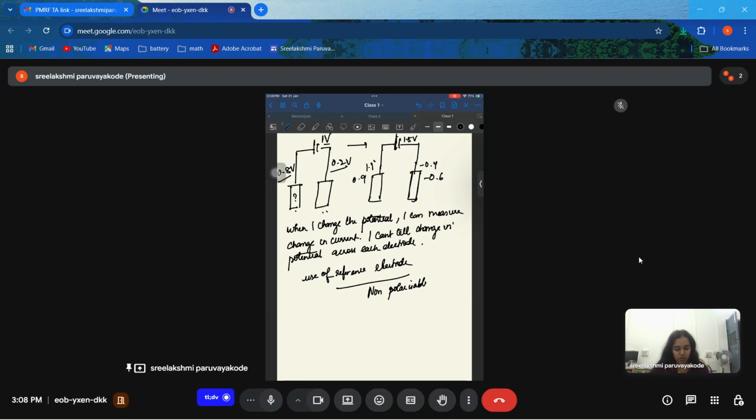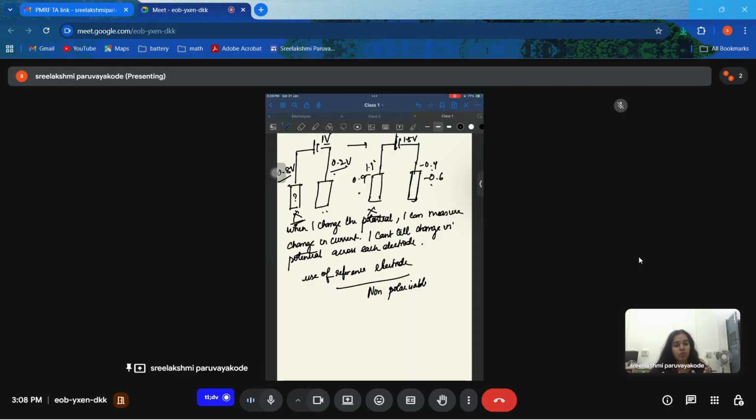If this one is the working electrode X, and I'm applying 1 volt, some voltage is taken up by this and some by this. But we do not know how much is taken up by our electrode and how much by the other one. If I increase the voltage, it doesn't mean there is a proportional increase in both electrodes. It can be anything, 1.1 here and 1.1 there, or minus 0.4, or 0.9 and minus 0.6. So it is not possible to say.